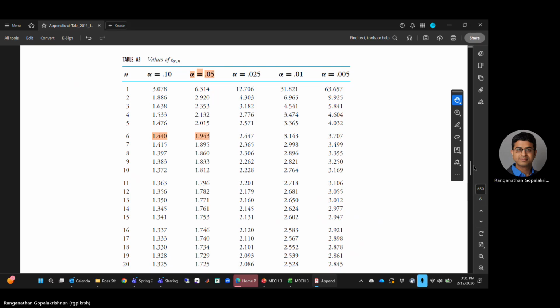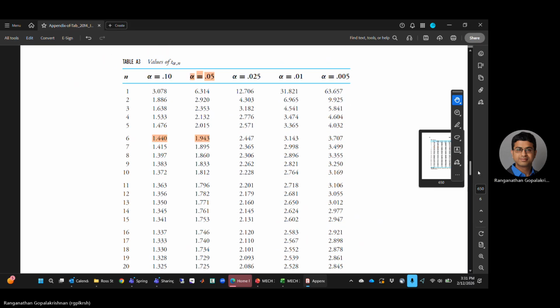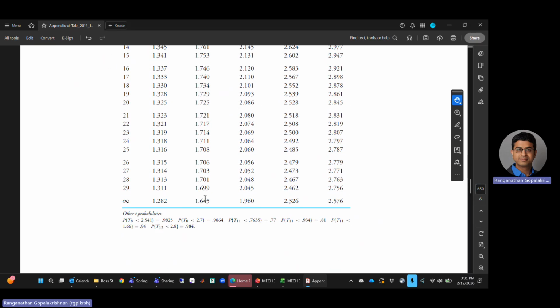If you keep going here, you have 1.645. Look at the jump here. From 29 to infinity, it goes from 1.699 to 1.645. What they are practically telling you is above 30, this value basically remains constant. And I did tell you in the first few lectures that 30 is the line between small and large. 29 means something, but 30 and infinity are practically the same. This is where that intuition comes from.